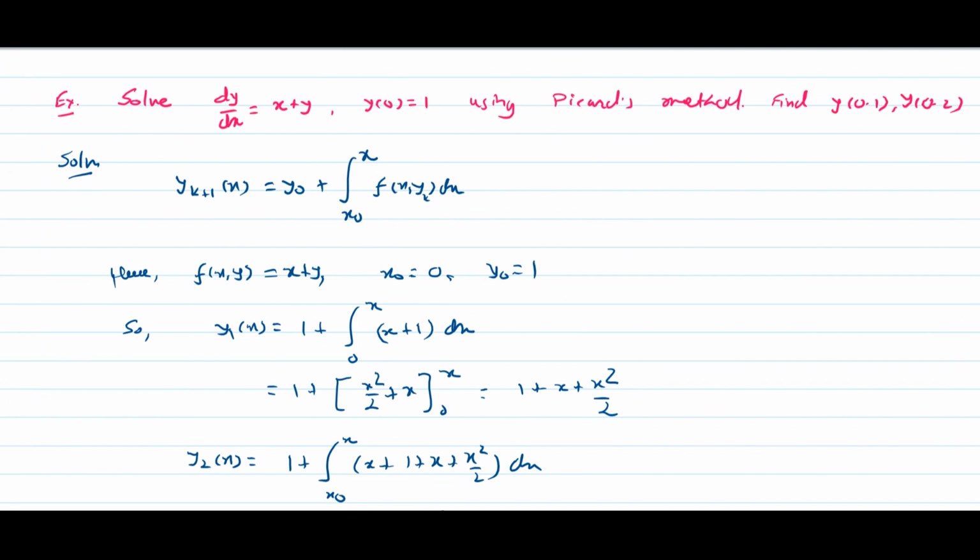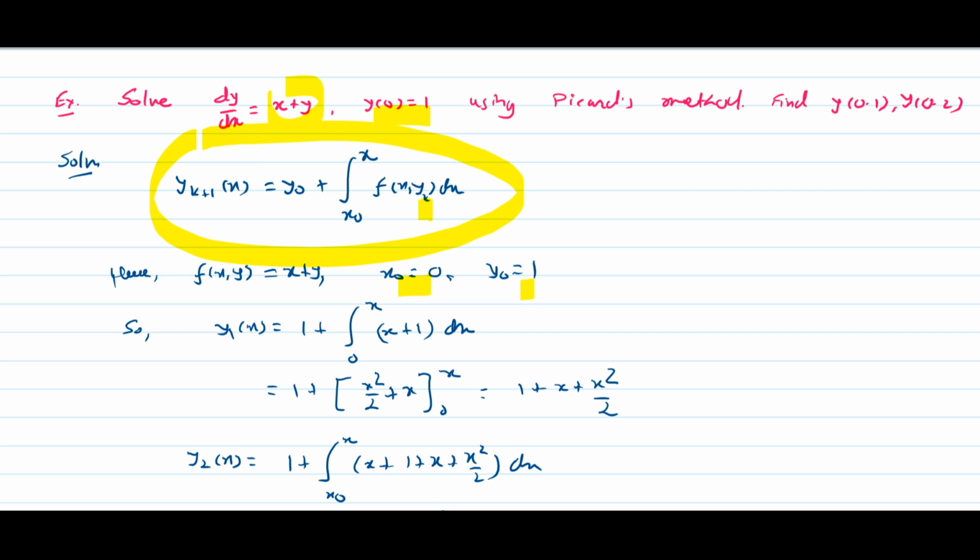So let us recall that by Picard's method, when you want to find y(k+1), this is the formula that we are going to use: y(k+1) equals y0 plus integration from x0 to x of f(x, yk) dx. yk is the information that we have obtained from the previous approximation. Now in this case, f(x, y) is x plus y. From y of 0 equal to 1, we get x0 equal to 0 and y0 equal to 1.